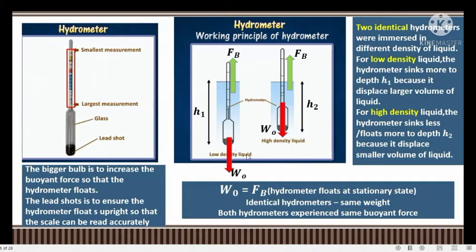For low density liquid, the hydrometer needs to displace more volume of liquid in order to produce a buoyant force that is able to support its weight. For the high density liquid, the hydrometer just needs to displace a small amount of liquid so that the buoyant force is equal to its weight. The volume of liquid displaced is always equal to the volume of the submerged part, meaning the volume that sinks below the water level.